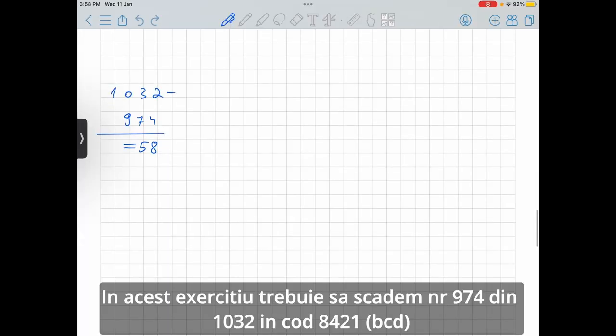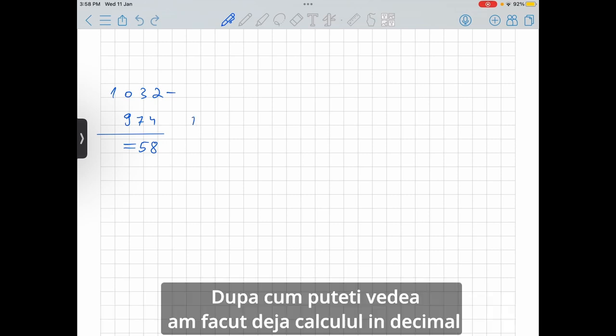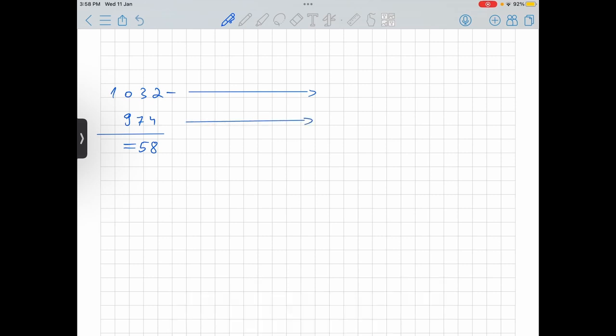So in this exercise, we have to subtract the number 974 from the number 1032, and we will have to do this in code 8421. As you can see, I already did the computation in decimal. The result should be 58, and now we will have to do the same computation in binary, and the result should give us at the end the number 58, but in binary.